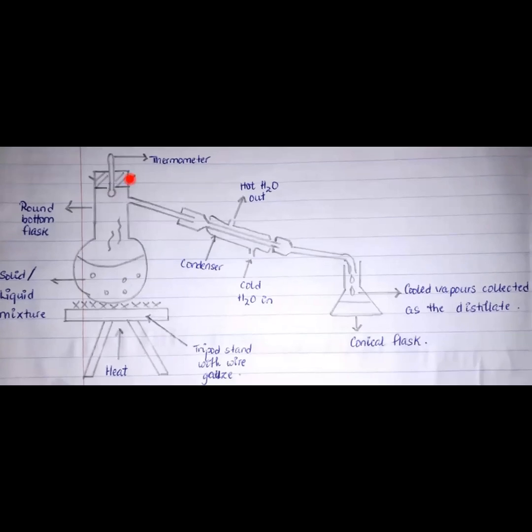We have a round bottom flask with a little opening. There is a rubber bung, that's a cork. You have a thermometer. You have your solid and liquid mixture inside of here. Wire gauze to prevent the flask from being directly in contact with the Bunsen burner. This is the tripod stand. You have a condenser connected to the flask. The purpose of the condenser is to cool vapors. That now is connected to a conical flask.